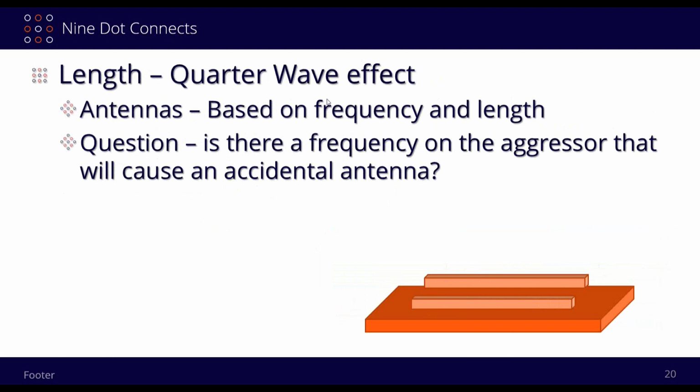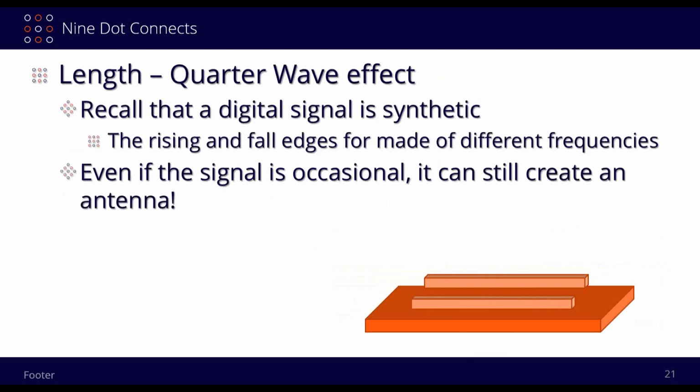It's something that's based on frequency and length. So the question is, is there a frequency on our aggressor signal that's going to cause what we call an accidental antenna? Why is it called accidental? Because we didn't want the antenna.